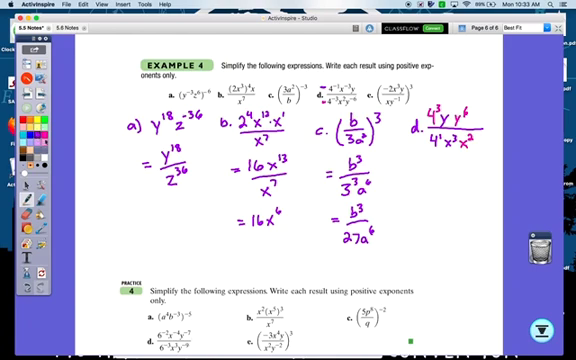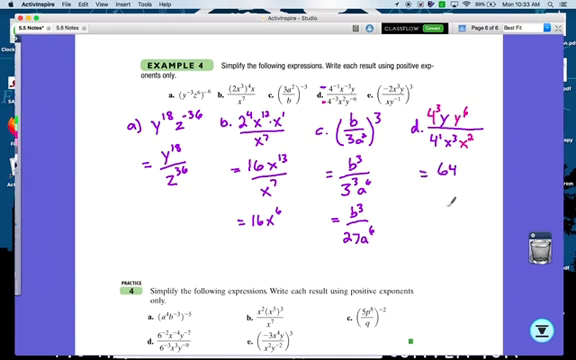Then I'm going to go through. 4 to the third is 64. 4 times 4 is 16, times another 4 is 64. I've got y to the first and y to the 6th, so that becomes y to the 7th. On bottom, I got 4 to the first, which is 4, and x to the third times x squared becomes x to the 5th. Finally, I know that 4 will go into 64 16 times, so that becomes 16 on top and 1 on bottom. So I get 16 y to the 7th over x to the 5th.